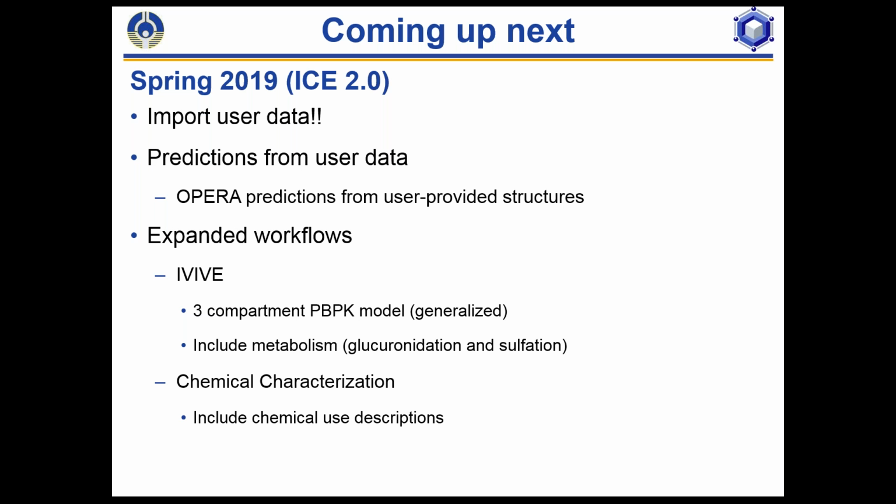Chemical characterization is going to be coming online, which will allow you to put in your list of chemicals, get a breakdown of the different PhysChem properties, as well as get a sense of how these chemicals are typically used. And that will be using some of the EPA resources, especially their consumer product use database.